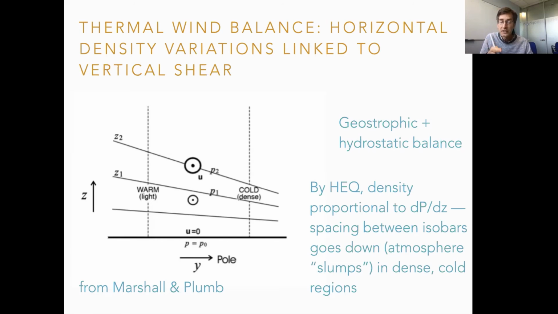Now, in the cold regions of the atmosphere, the dense parts, because dP/dz is minus g rho, the pressure gradient is going to be steeper in regions where the density is larger. The gravity is the same everywhere. So the pressure gradient is steeper. That means that the spacing between the isobars, the lines of constant pressure, has to go down. So if you end up with a situation like this, looking at it from the side, the atmosphere sort of slumps down in the regions where it's dense and cold.